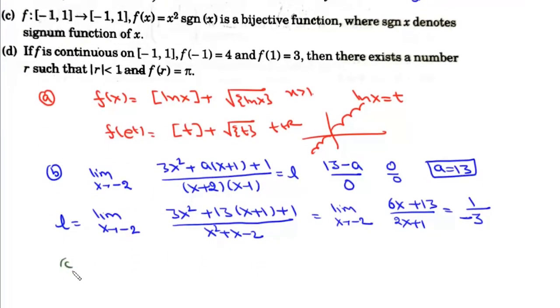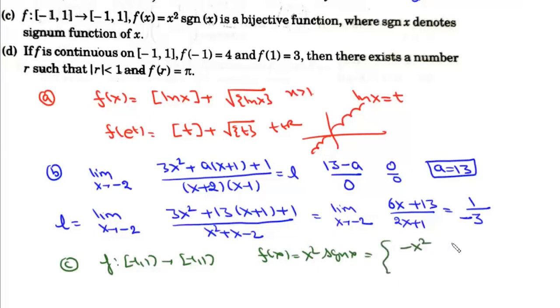Now this third one, it says this function is defined from minus 1 to 1 to minus 1 to 1, and it is defined as f(x) equals x square into signum x. Now we can write this as minus x square if x is less than 0 and plus x square if x is greater than or equal to 0. Now if we draw this graph, it will be this minus x square and plus x square. Now this function is both one-one and onto. That means this option C is also correct.